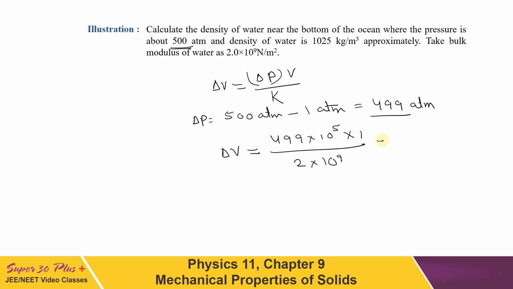So this value will be equal to 0.025 meter cube. So this is the change in volume. But it is asking for density. So let us write the density.